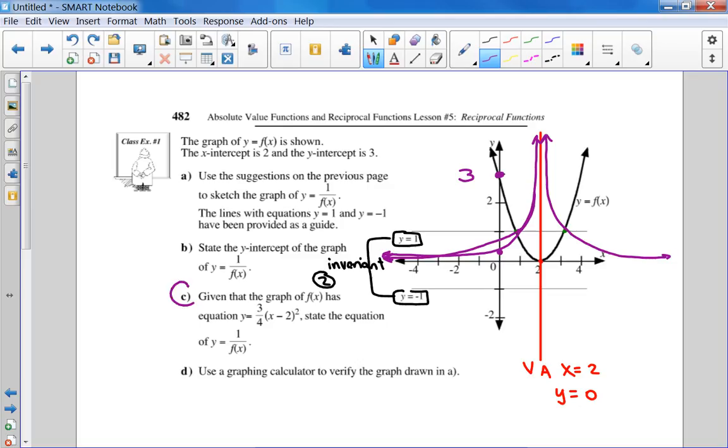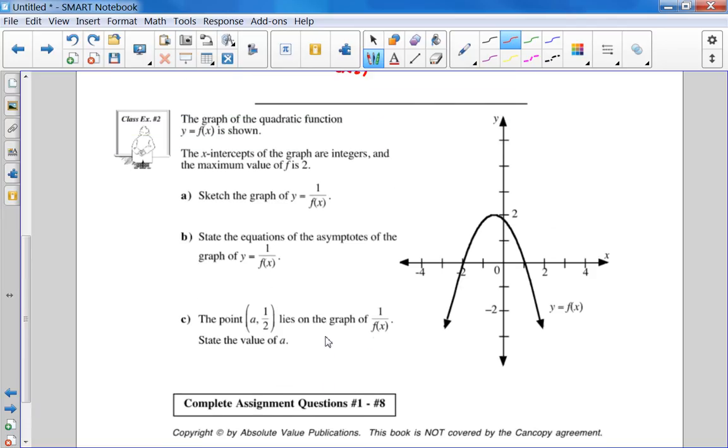And then if they give you the original, they want you to flip it. So if the original is 3/4 x minus 2 squared, how would that flip? How would you flip this? 3/4 would become 4/3, and the x minus 2 squared on top would be x minus 2 squared on the bottom. And then you could pump that into the graphing calculator to double check. Okay, let's do this one.